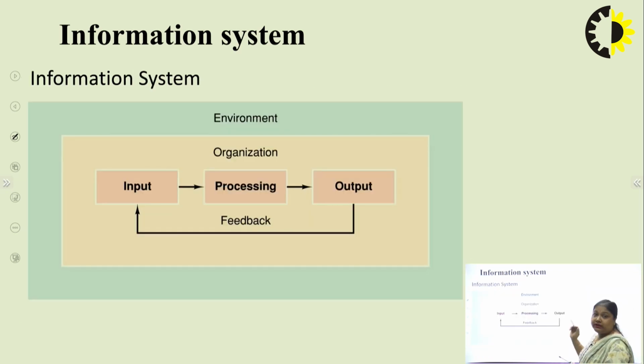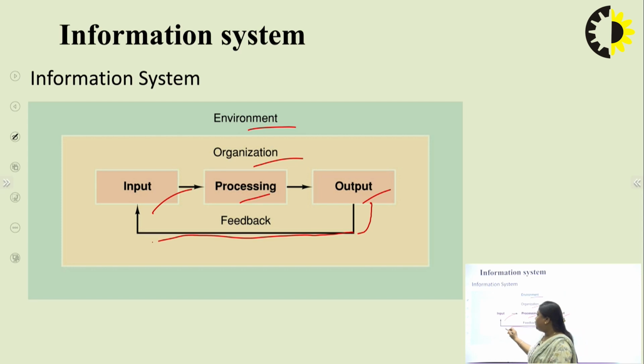We can see through this figure, information system: there is an environment, in the environment there is an organization, a business organization, and in this information system what process is followed? Input, processing, output. And after this output, some feedback is given, and this feedback is used to improve the input that we have already discussed.